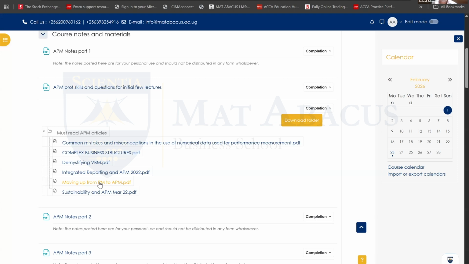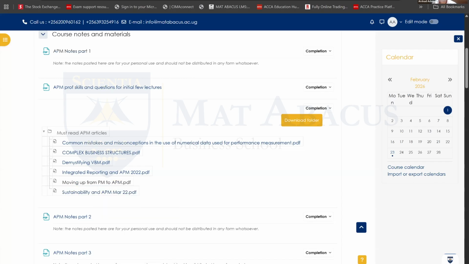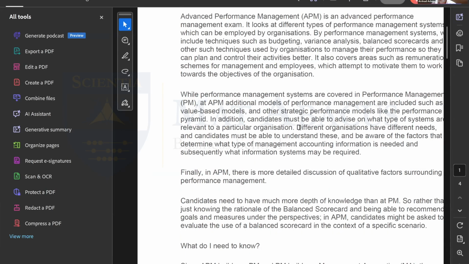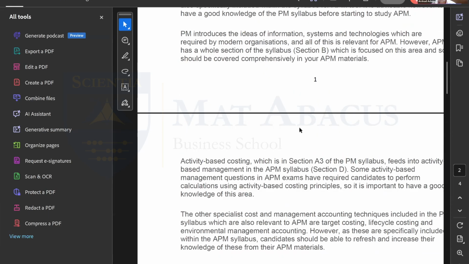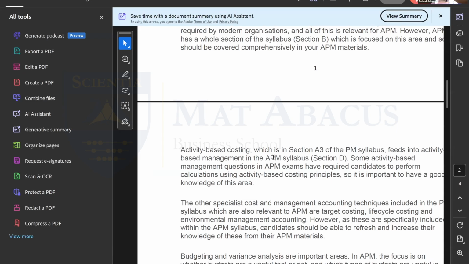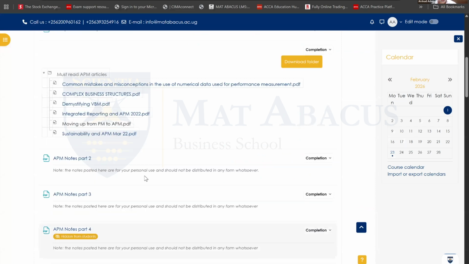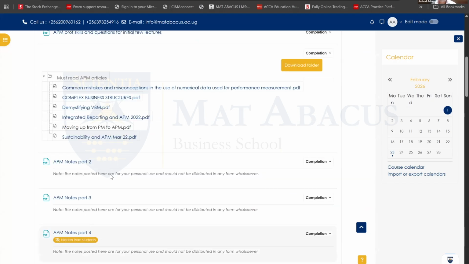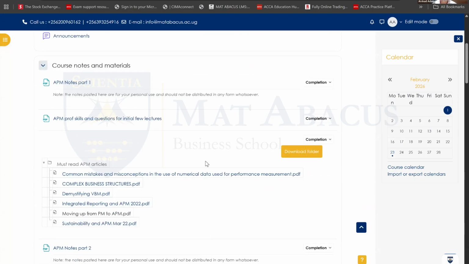For example, Moving Up from PM to APM: you open the link, you can download it and open it. It will tell you what you need to learn and what topics you need to add. This is the first article you read: what are the areas in PM that you need to study and revise. Because we are starting, I've already uploaded notes part 1, part 2 and part 3. So anytime, if you're registered, you can download them to your computer and start reading. Of course, you start with part 1.